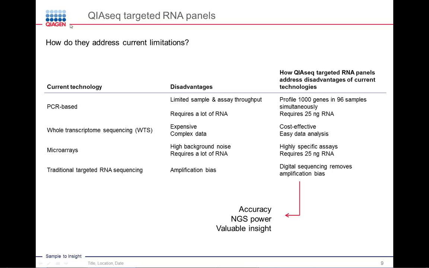And does it work for FFPE? If so, what is the input? They have been optimized to work with FFPE samples. The reason is the QIASeq targeted RNA panels use small amplicons, so they would work with degraded RNA from FFPE samples. As for the input, it really depends on the quality of that RNA. The guidelines are part of the handbook, so I highly recommend you check out the handbook for guidelines for FFPE samples.